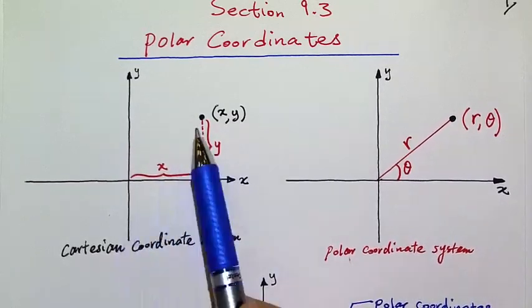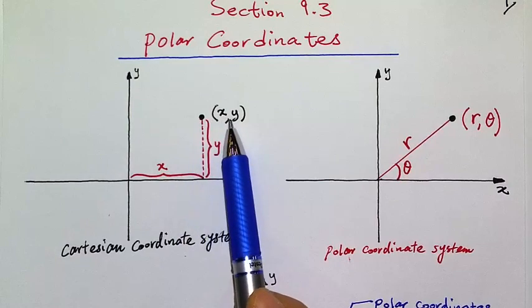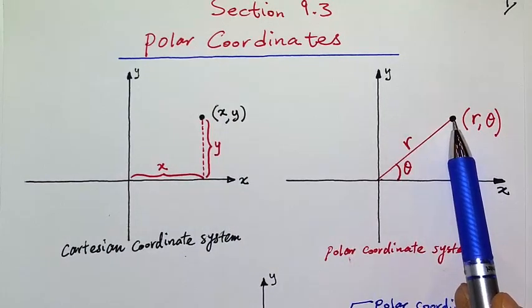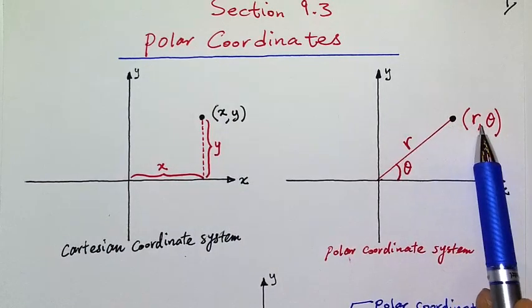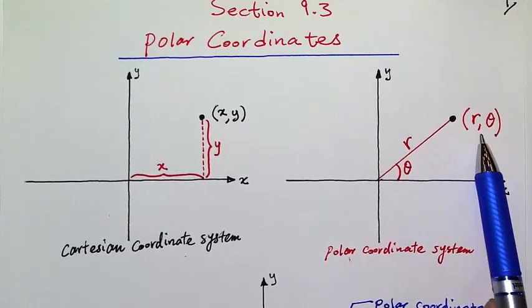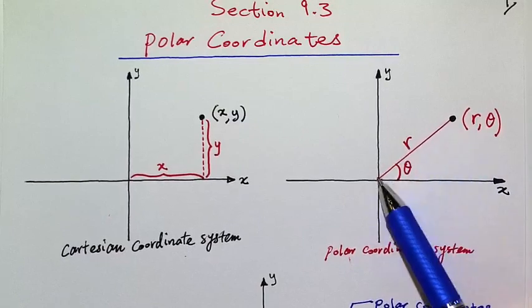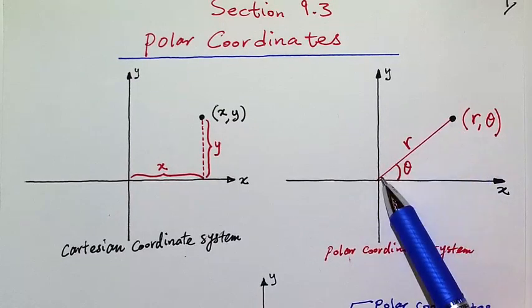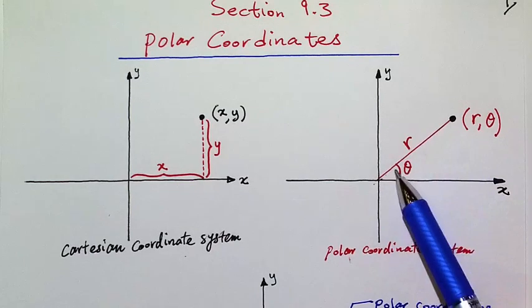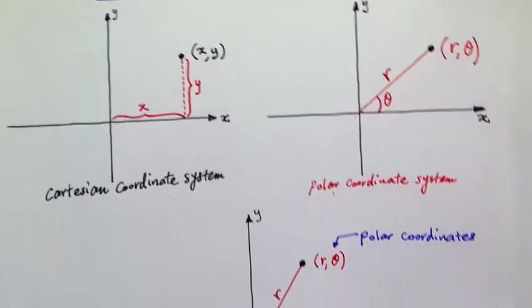So for the XY or Cartesian coordinate system, we only have one unique set of coordinates for one point. But in the polar coordinate system, we have many different looking polar coordinates for the same point. Okay, and r is again that distance from the point to the origin, and theta is the angle between that distance and the positive side of the x-axis.